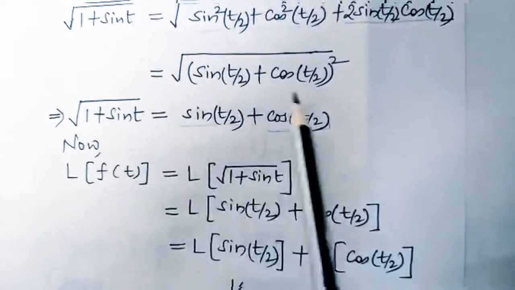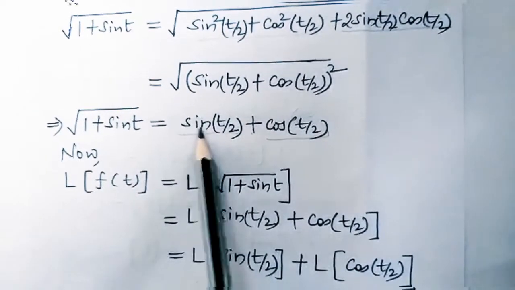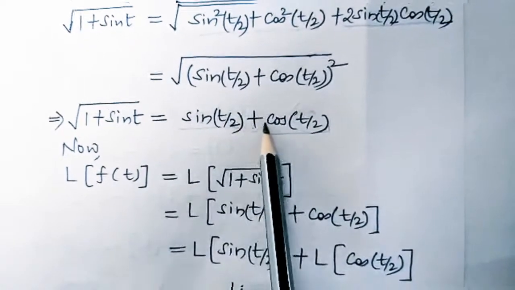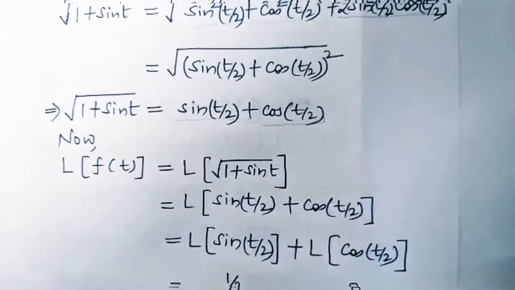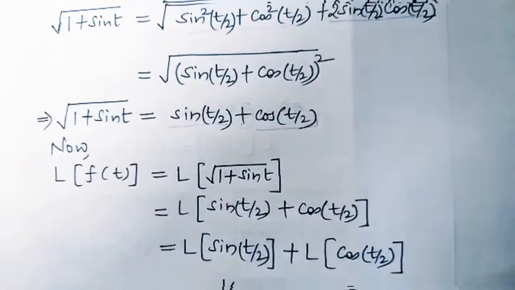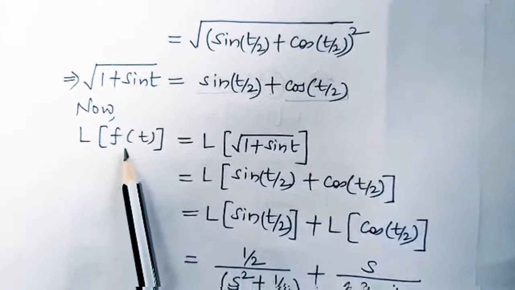Both sine and cos are trigonometric functions. Of course, we have identified them as standard functions. Between these two functions, we have a plus sign, so very easily we can apply the linearity property. Now, we have f of t. What is f of t? Under root of 1 plus sine t.